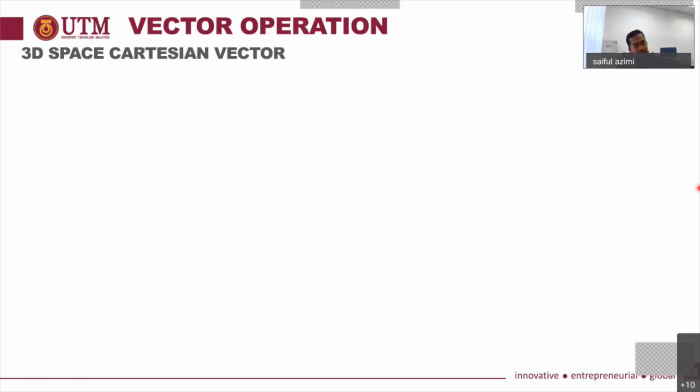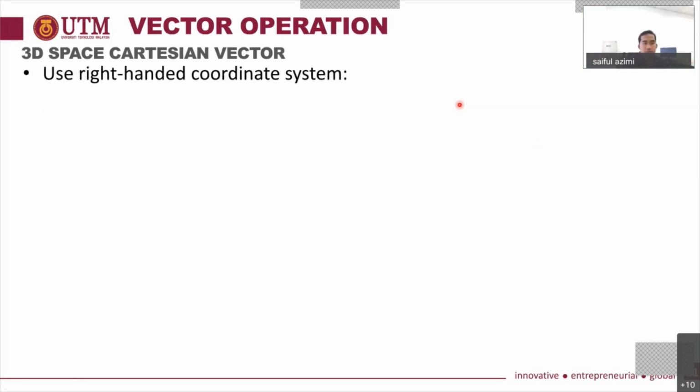So next, we will learn about 3D space Cartesian vector. Previously, we already learned about 2D space Cartesian vector, which only has two elements, x and y axis. X is represented by the I element, and y axis is represented by the j element. So that is 2D Cartesian vector. But this time, we will learn about 3D space Cartesian vector. So what are the differences?